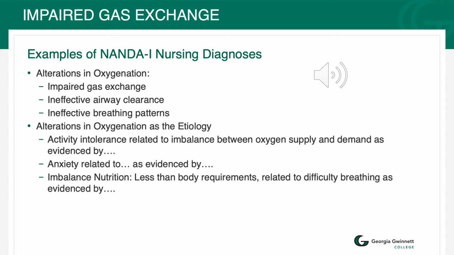Or maybe if the client has difficulty coughing up the secretions, that could be blocking that airway, so it's ineffective airway clearance. Another example would be bronchial constriction, so those little bronchial tubes are constricting, getting smaller and smaller, and that happens in the case of asthma.